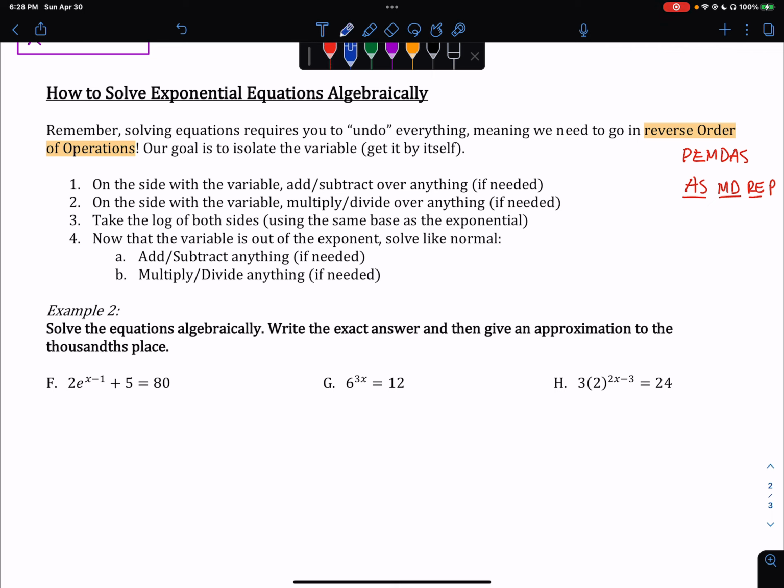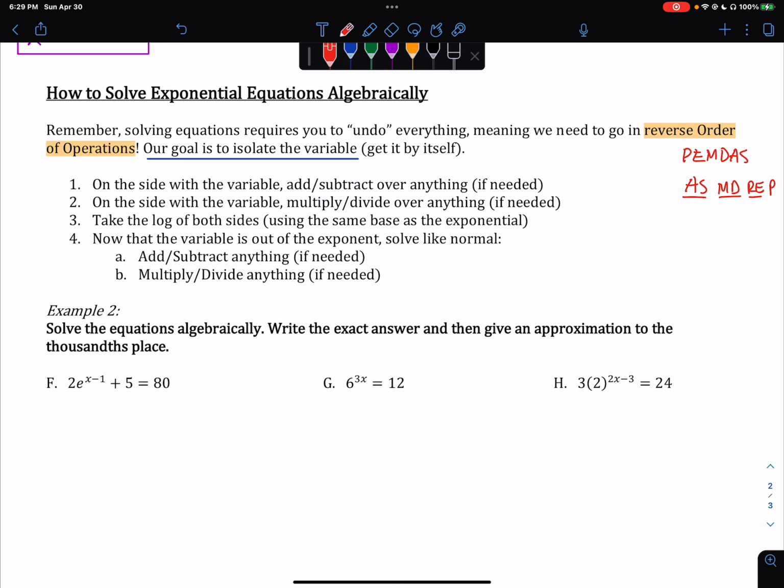So the steps listed here, okay, step 1, again, our main goal is to isolate the variable. We're trying to get the variable by itself. So what we're going to do is look on the side of the variable, and add or subtract over anything if needed. We don't always have to do that, but that's the first thing we're going to look for, because that's the first thing in the reverse PEMDAS. The next thing we're going to look for is, can we multiply or divide anything over? And in exponentials, that's usually about all you really need to do. Okay, add or subtract, and then multiply or divide. There's really not any other crazy stuff you're going to have to worry about doing first. But those are definitely the two big first steps, add or subtract anything over, then multiply or divide.